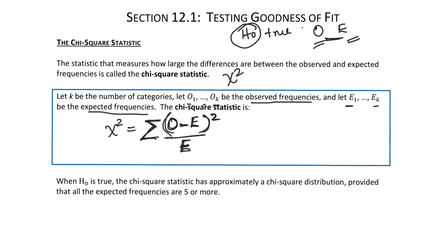And the degrees of freedom for the chi-square statistic is always 1 less than the number of the categories. So the degrees of freedom will be k minus 1. And this is under the assumption that the expected frequencies are greater than or equal to 5. Meanwhile, there is no assumption on the observed frequencies. That means the assumption that the expected frequencies are at least 5 does not apply to the observed frequencies.